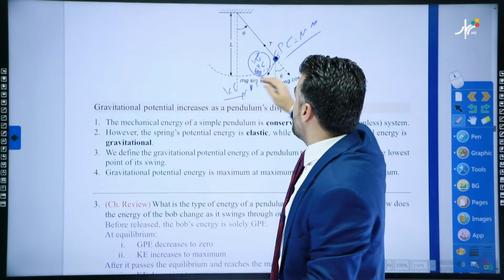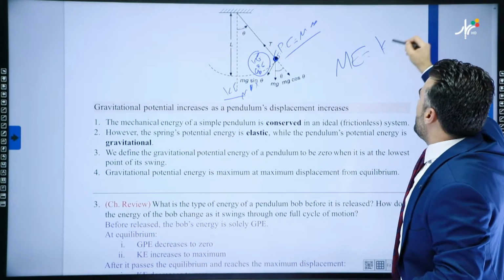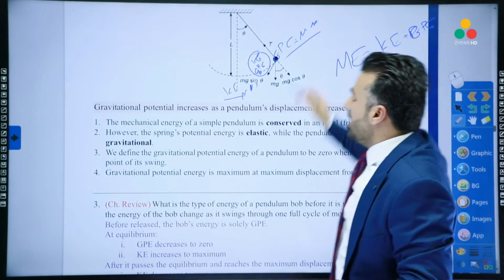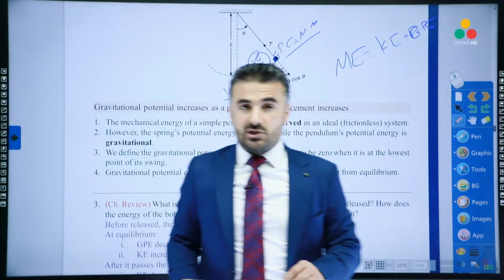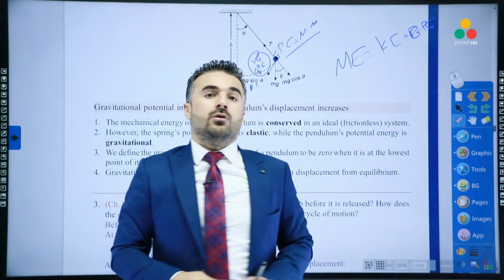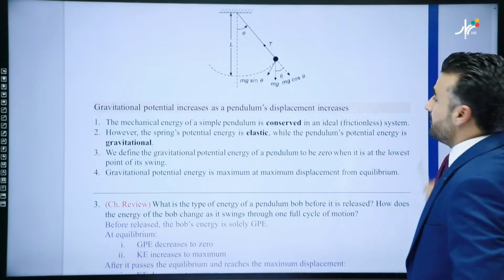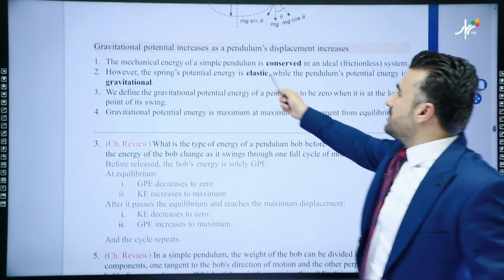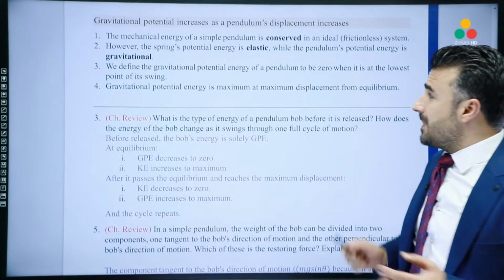But one thing that never changes is the mechanical energy. Mechanical energy would be the total kinetic energy plus the gravitational potential energy of the system, which is always constant, assuming there is no friction or air resistance, or if we have an ideal system, let's say. Okay, so the mechanical energy of the simple pendulum is conserved in an ideal or frictionless system.